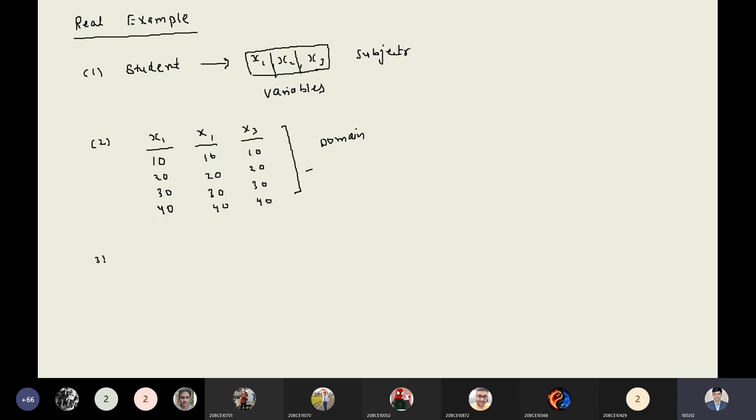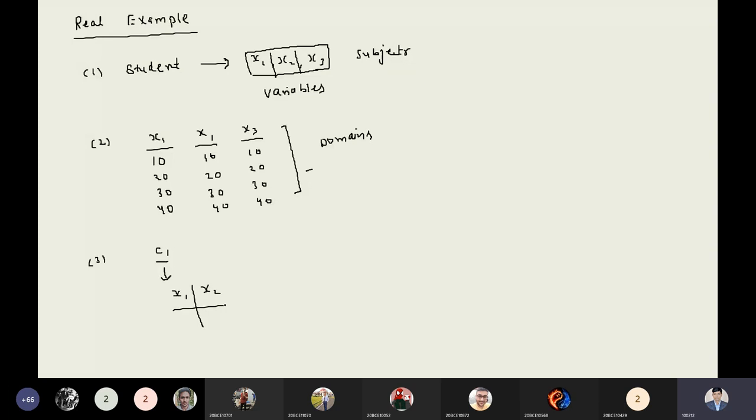Now, if you remember, what are the three components? First one is a variable, next one is a domain, and that is a constraint. If I'm defining the first constraint, that is C1, it can be defined by two parts, the scope and a relation. In this case, I'm taking X1 and X2.